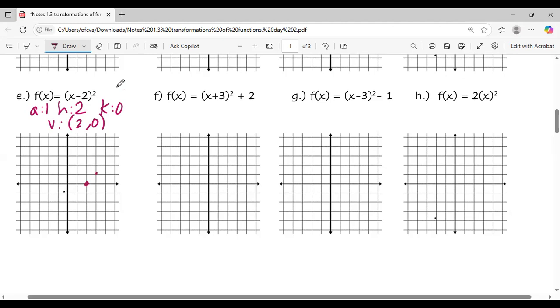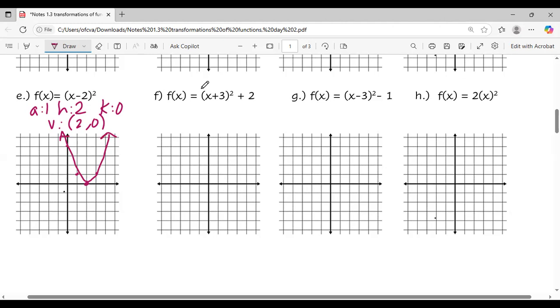Width is still the same, so it's 1 over, 1 over, and then 3 over, 1 over for the next point, or points. It's symmetrical, so whenever you find a point on either side, you can reflect that to the other side. So then we move over to this one.